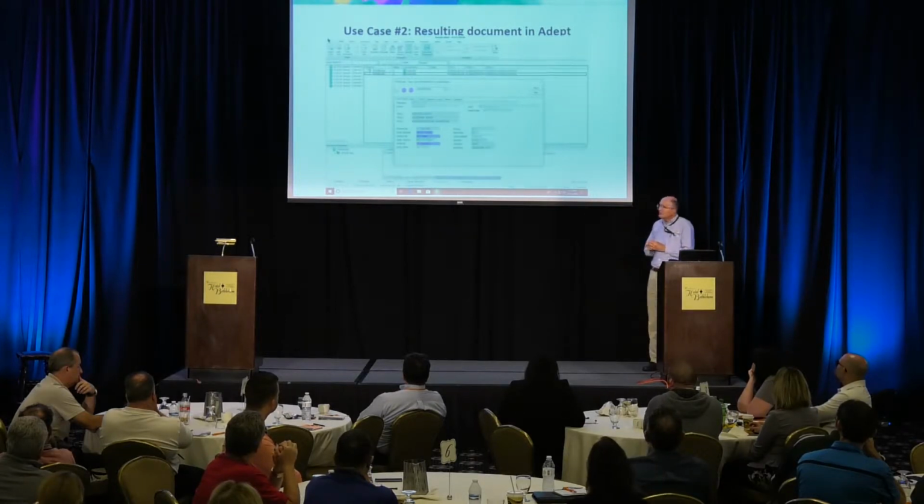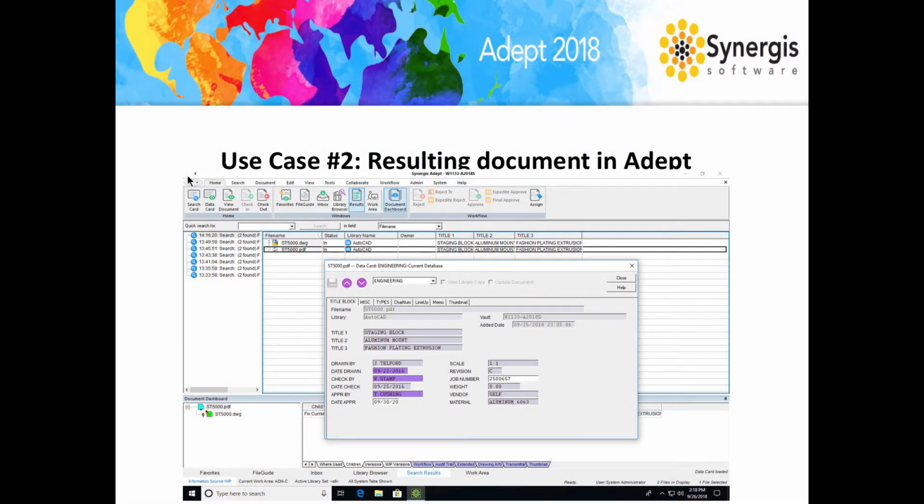I kind of stole my own thunder here. Having the metadata populated in the PDF's data card allows Adept users to search Adept and easily find the PDF document. One example that some of our customers use is they have the PDF in a library where the native document is not. Then via Adept Rights, users who search for that document only get the PDF and not the native file. This simplifies it for them.